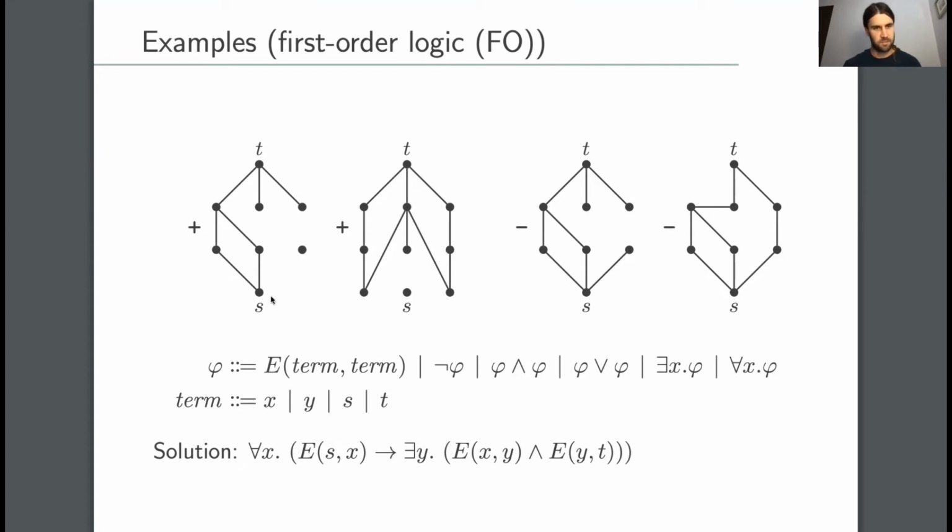So over here, the leftmost positive structure, you see there are two edges out of S, and in each case, they can get to some y, and that y has an edge to T. And trivially, this is true for the second positive structure because there are no edges out of S. And similarly, it's not hard to check that this sentence is false on both the negative structures.